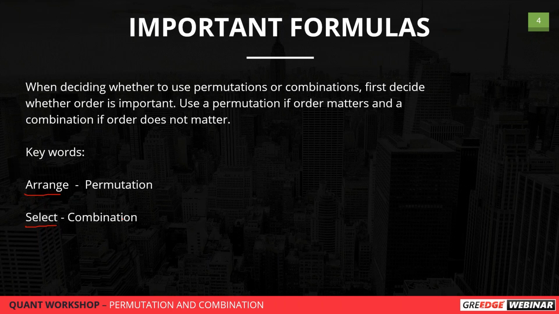Got it now, Vimal? If you have a box with balls A, B, C, and I ask you to choose one ball or two balls, then you are going to select. Then the question is based on combination. I will give you the formulas. So get the basic idea about what is permutation and what is combination.